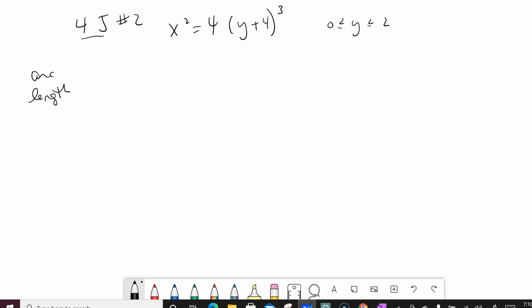Okay, so here we're going to do 4j. We'll start with number 2. It's asking us to find the arc length of this, and here are the limits of integration given. Since the limits of integration are given in y's, I want to do dy integration.